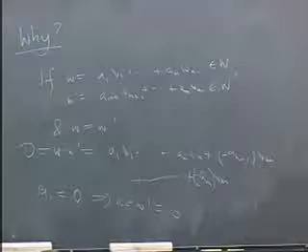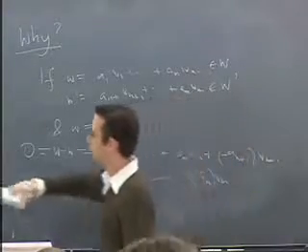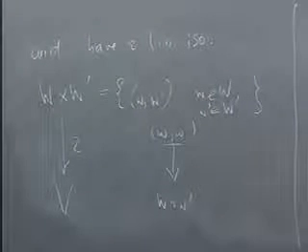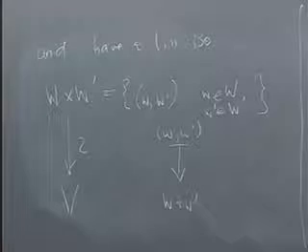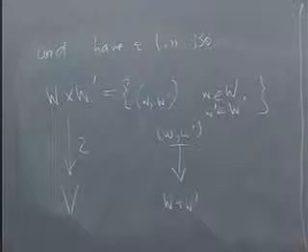Now let's move on to the fact that this thing is a linear isomorphism. Well, the fact that it's just a homomorphism follows pretty much immediately from the definition of vector space structure on the product.